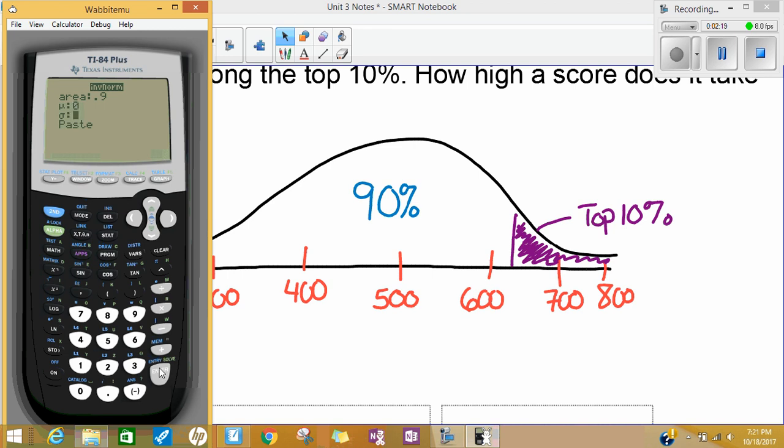Leave our mean at 0, our standard deviation of 1 since it's normal. We'll hit enter twice, and this is going to give us a z-score. So the z-score for this location on the graph is 1.28.